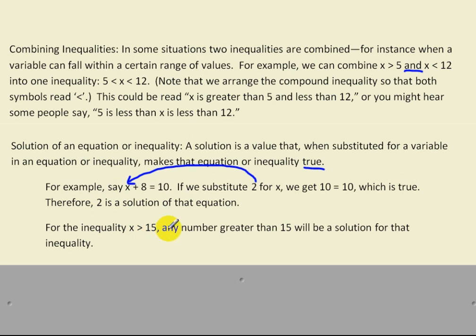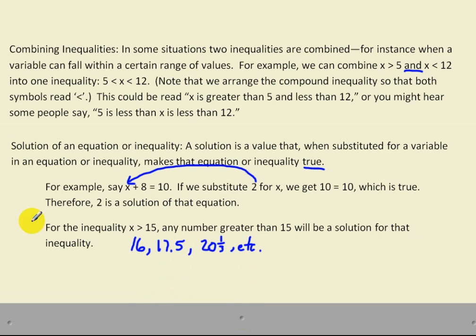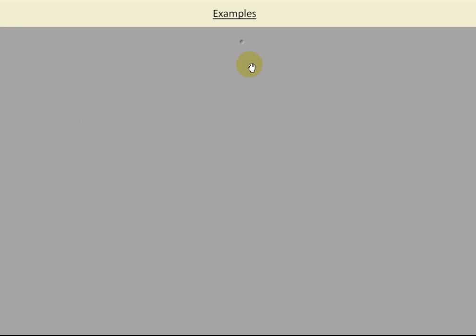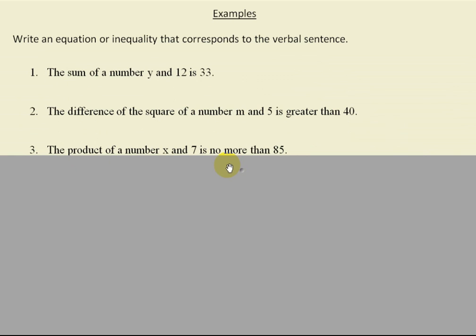For the inequality x greater than 15, anything that is indeed greater than 15 will work. It'll be a solution for that inequality. So for example, 16 would work, so would 17.5, or 20 and 1/3, etc. Anything that's greater than 15 will be a solution for that inequality. So let's look at some examples here. Write an equation or inequality that corresponds to the verbal sentence. So we want to go from our wording into an actual equation or inequality.